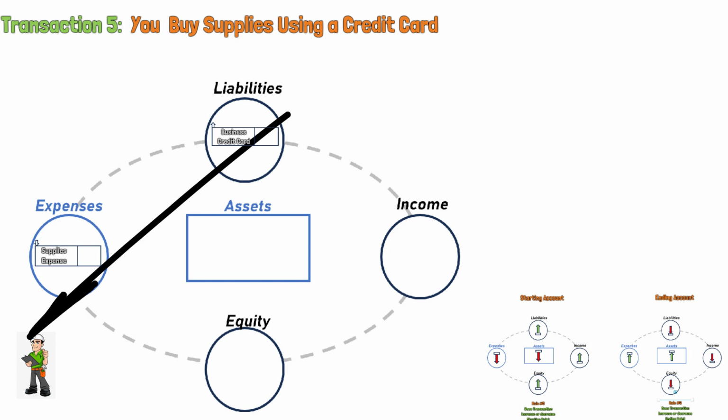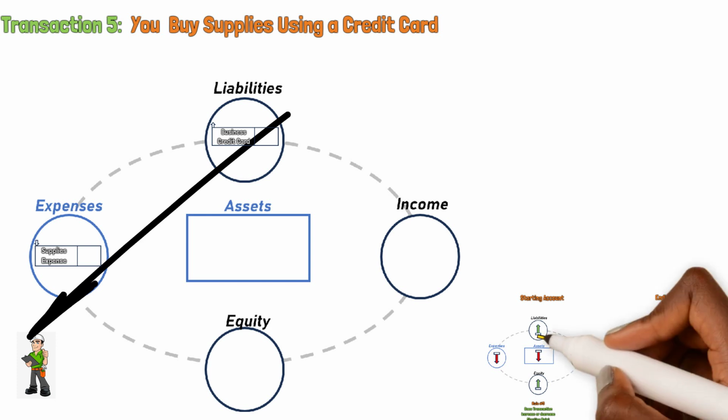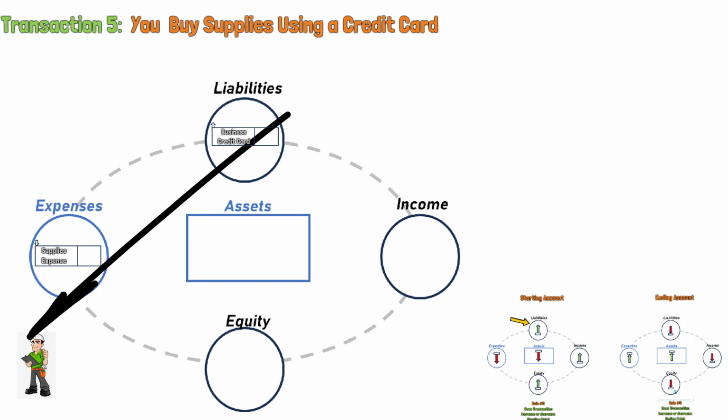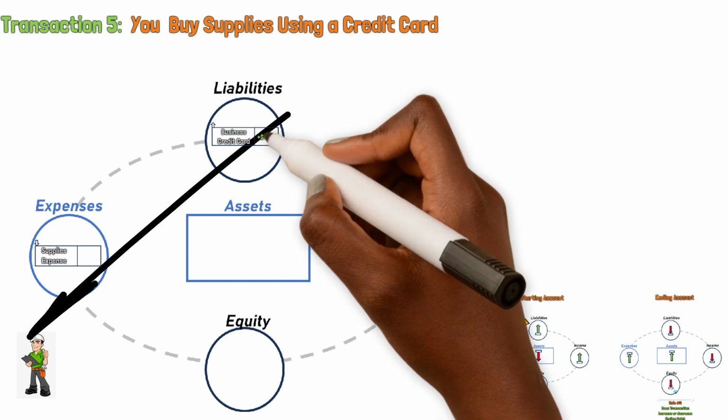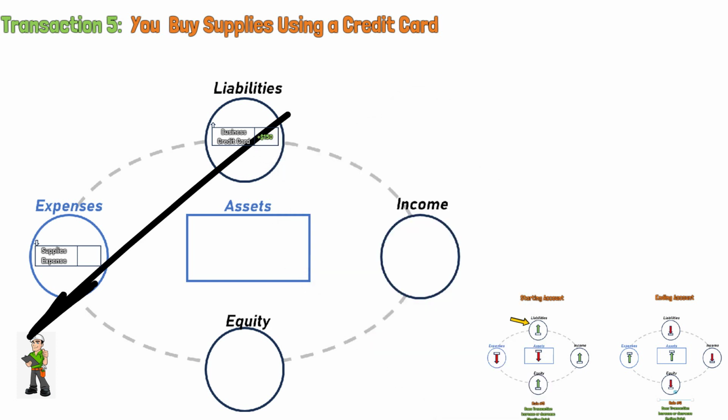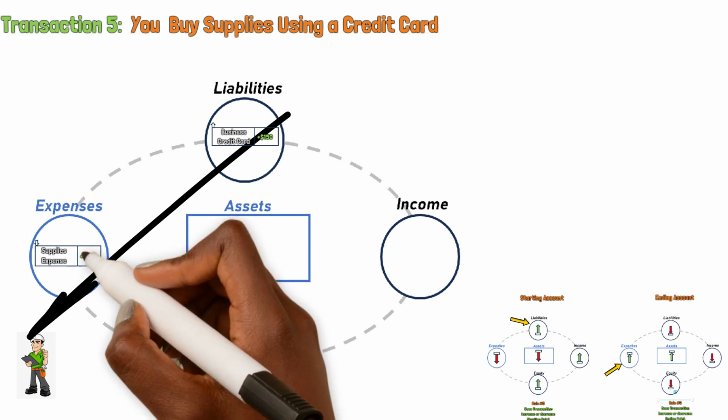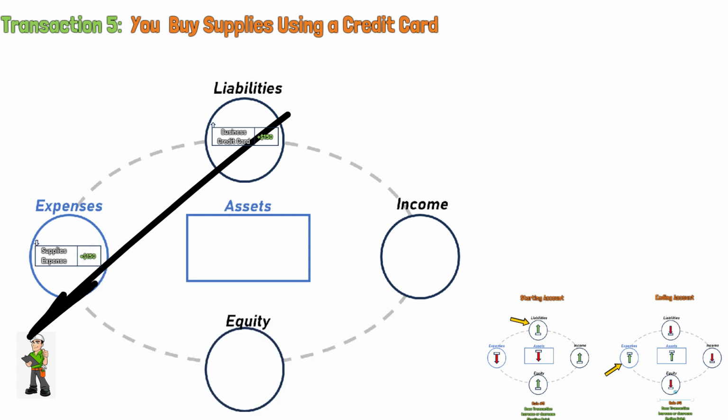Once again, consulting our cheat sheet, we see that this transaction causes an increase in the starting point. So we come over to the credit card account and we enter the amount of the transaction as an increase. We also see that the transaction causes an increase to the endpoint, so we come over to the supplies account and enter the amount of the transaction as an increase. And that completes the entry of this transaction.